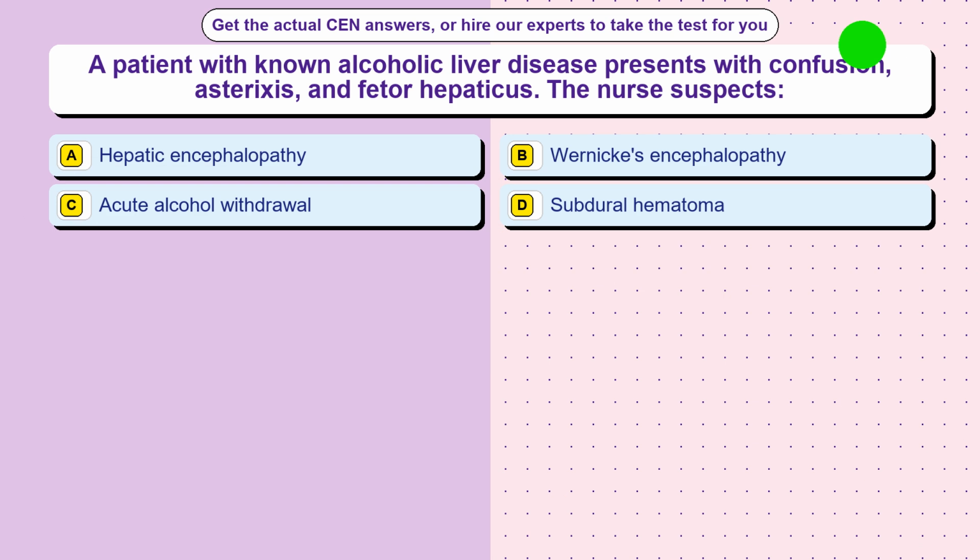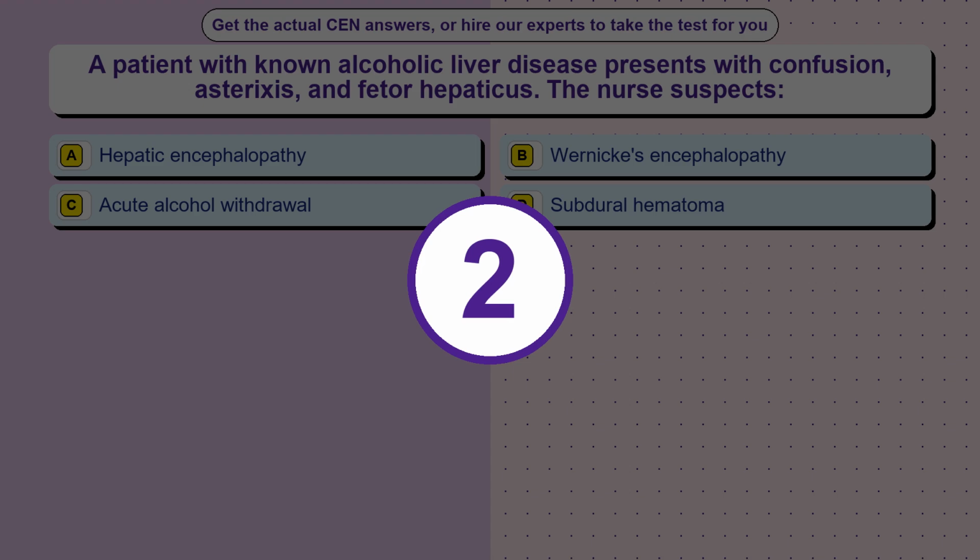Question 29. A patient with known alcoholic liver disease presents with confusion, asterixis, and fetor hepaticus. The nurse suspects: Option A, hepatic encephalopathy. Option B, Wernicke's encephalopathy. Option C, acute alcohol withdrawal. Option D, subdural hematoma.